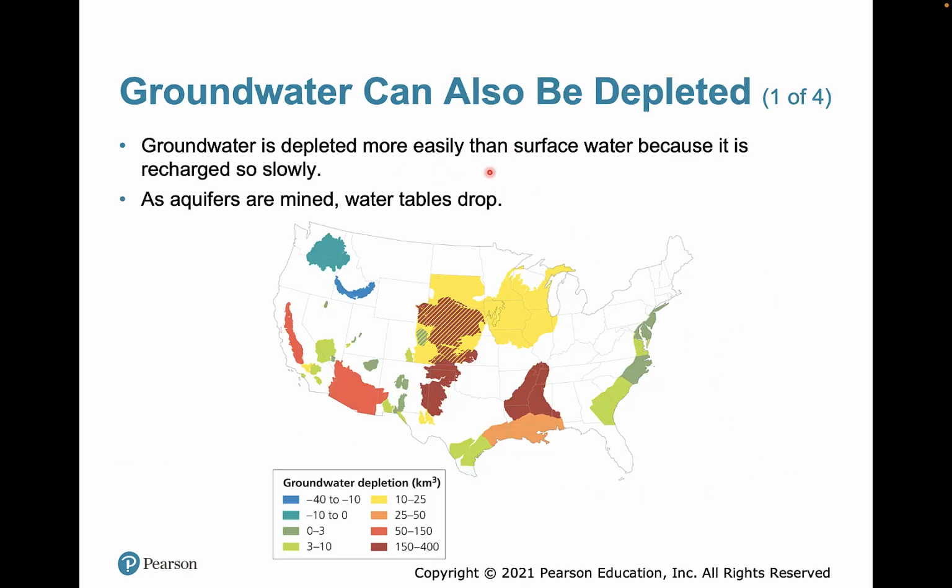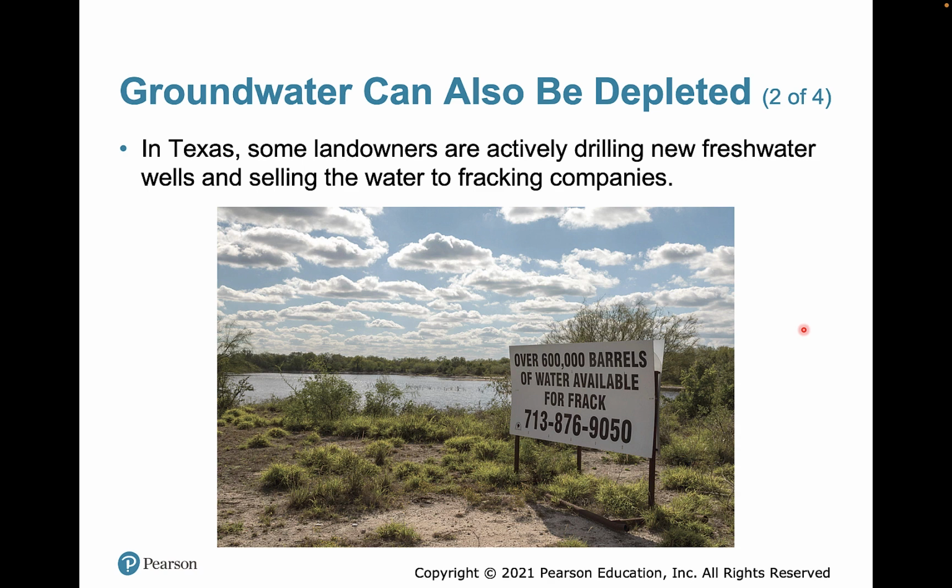We talked about this. Okay, groundwater is depleted more easily because it takes so long for water to recharge, and we'll do a lab possibly after the AP test to show that. So there are areas of pretty crazy water depletion. As you withdraw water from an aquifer, the water table drops. So you have to go deeper and deeper to get to that water. Some people are actively drilling freshwater wells and selling that water to fracking companies in Texas because it's a valuable commodity. It's a necessity when it comes to fracking.